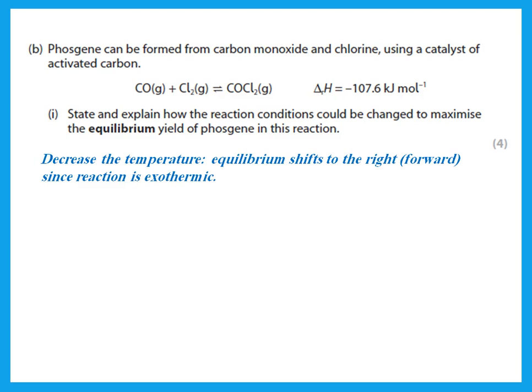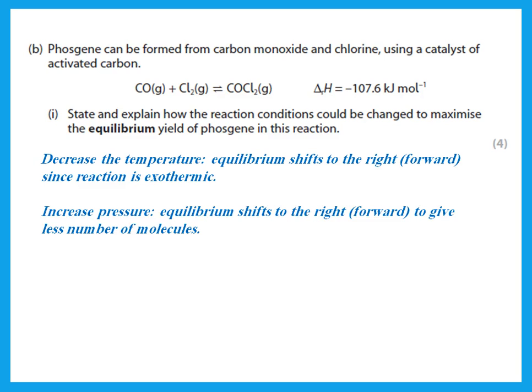What about pressure? Well, pressure, we don't look at what is exo or what is endo, we look at the number of moles of each one. So I can see that going forward to form more phosgene, I will get less number of moles. To get less number of moles, I need to increase pressure. So increasing pressure will shift the equilibrium to the right, or we cause the reaction to go forward to give less number of molecules.